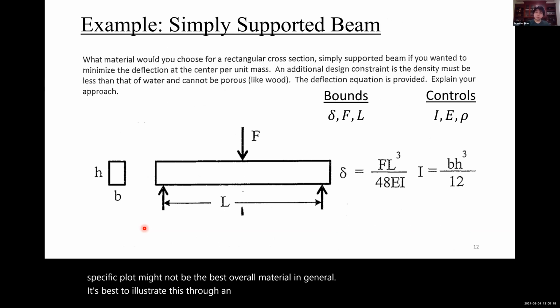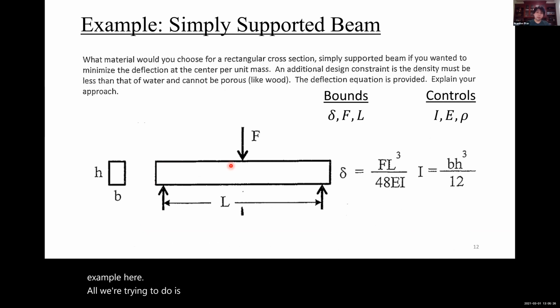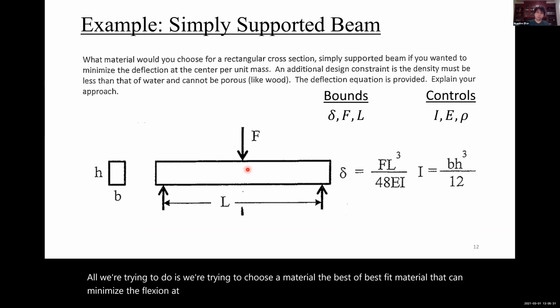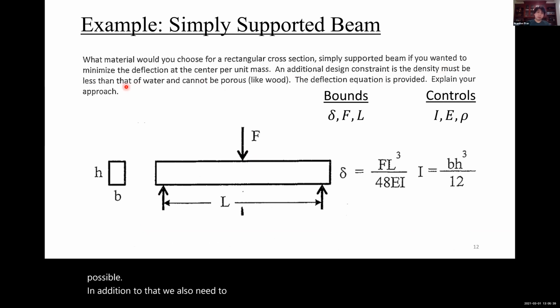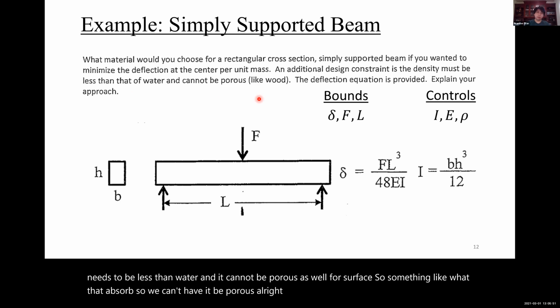I have a simple, simply supported beam example here. All we're trying to do is choose a best-fit material that can minimize the deflection at the center of this simply supported beam while keeping mass as low as possible. In addition, we need to keep the density of the material lower than water, and it cannot be porous, like wood that absorbs water. Those are our criteria and restrictions. Let's go ahead and start the problem.